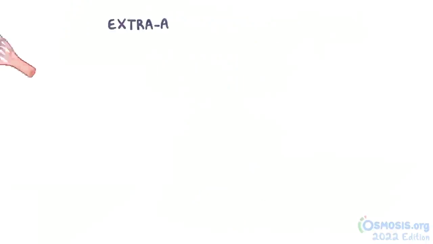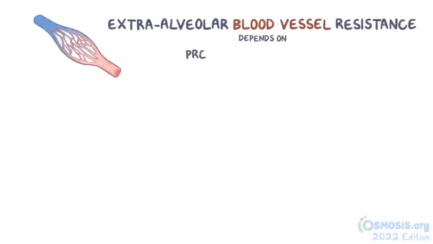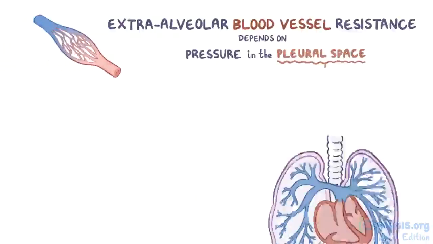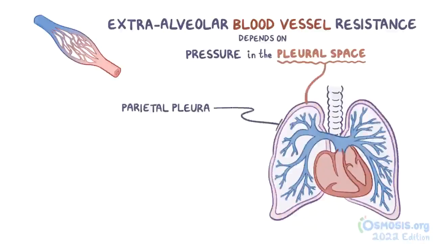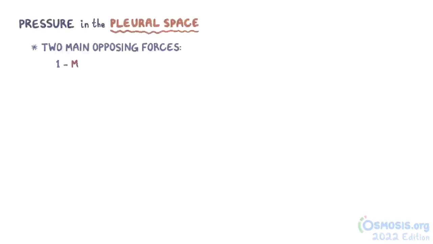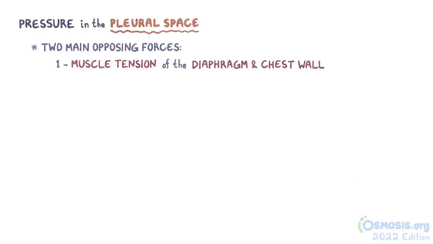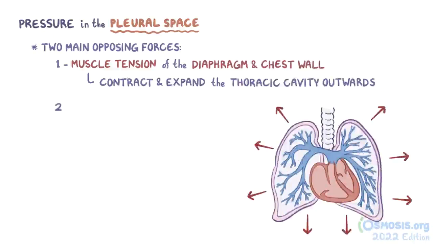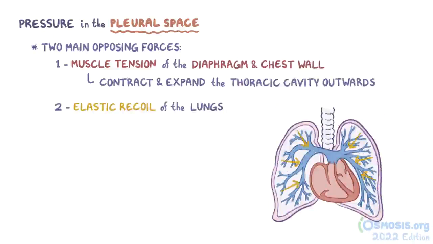In contrast, extra-alveolar blood vessel resistance depends on pressure in the pleural space, which lies between the parietal pleura, which is stuck to the chest wall, as well as the visceral pleura, which is stuck to the lungs. Pressure within the pleural space is established by two main opposing forces. One is the muscle tension of the diaphragm and chest wall, which contract and expand the thoracic cavity outwards, and the other is the elastic recoil of the lungs, which try to pull the lungs inward.